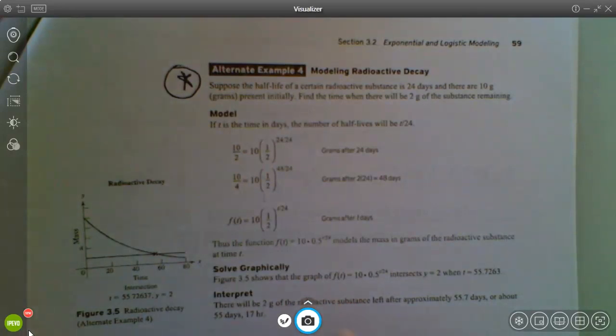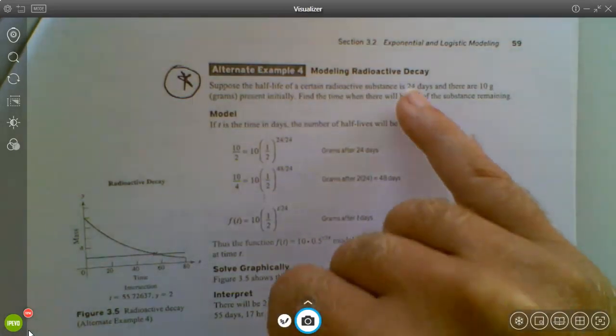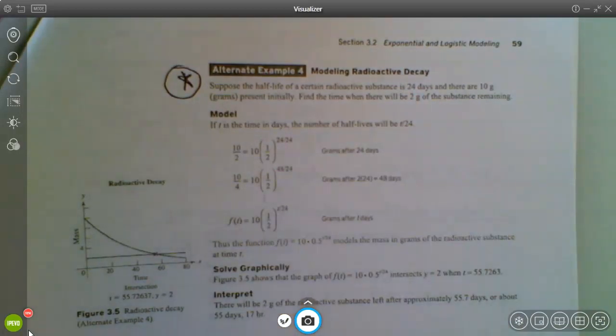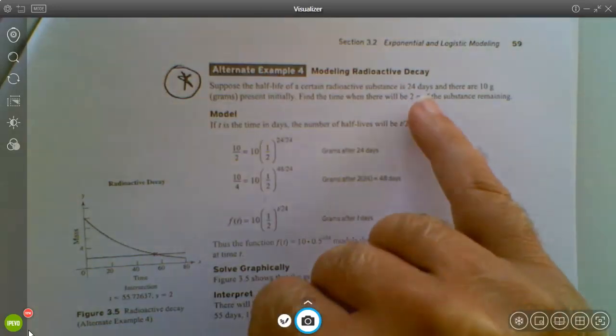So the easy way to say that is it's always going to be T over whatever it takes for the substance to cut in half. So if it were to take, say, 7 hours to cut in half, or if the half-life was 7 hours, then we would say T over 7, and T would represent hours. And so we just have to apply it to whatever they're giving us right here.